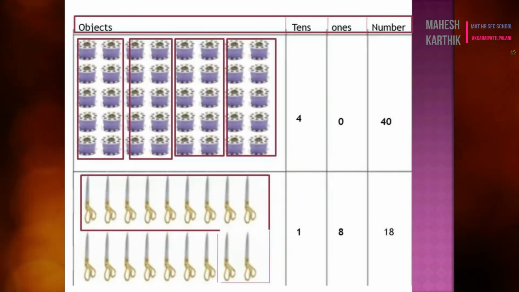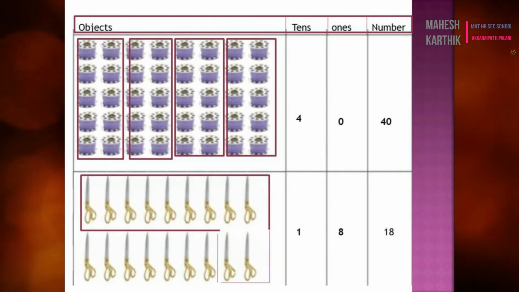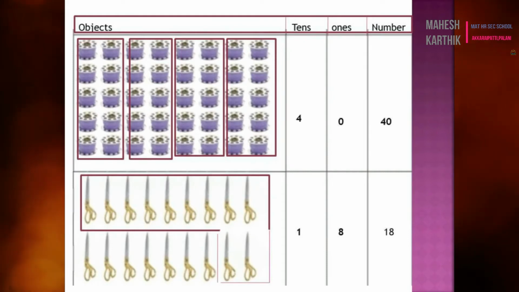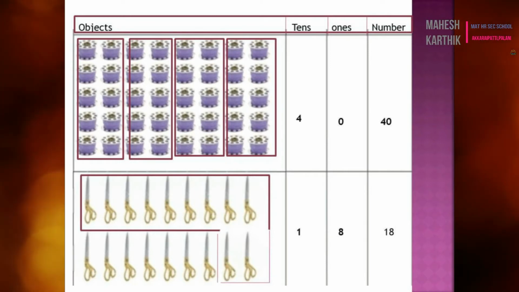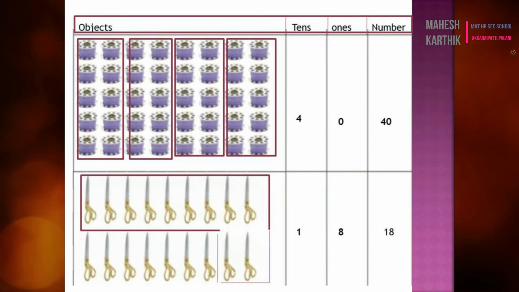Now the third one, you have to count the objects and group them by the tens and the remaining will be the ones. So first, how many groups of tens? 1, 2, 3, 4. How many tens are there? 4 tens. Is there any ones? Is any object left alone? No. So the ones is 0. So the number is 40.